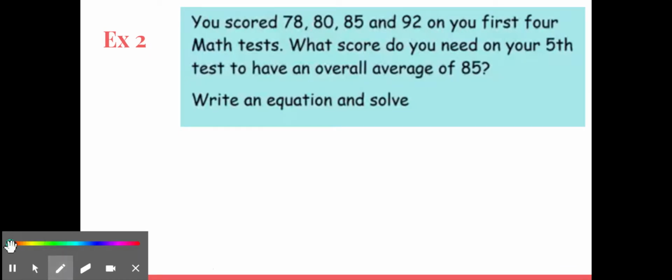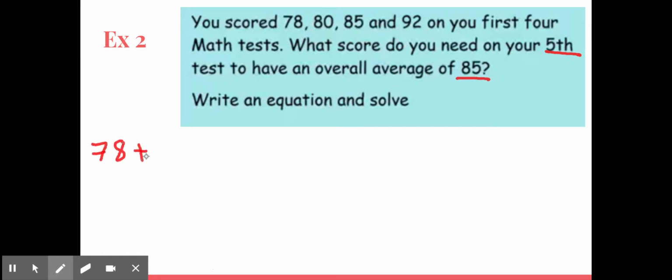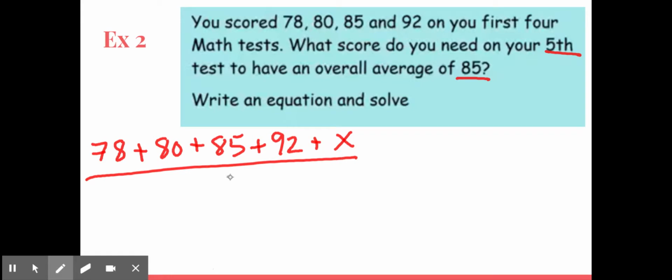So in this case, it's the same type of problem, but now we're going to have 5 tests, and we want to have an average of 85. So our first 4 tests are 78 plus 80 plus 85 plus 92. And we don't know what our 5th test is, but we know that we have 5 tests, so we divide it by 5. It's different from the previous problem because the previous one had 4 tests, and that's why we divided it by 4. And we want an overall average of an 85.